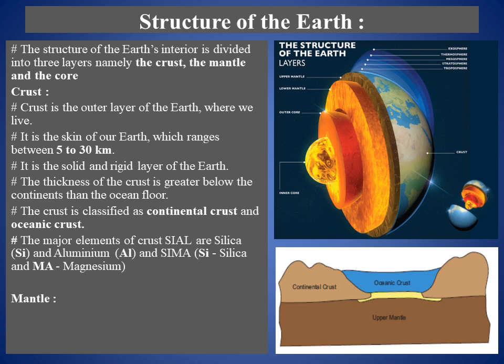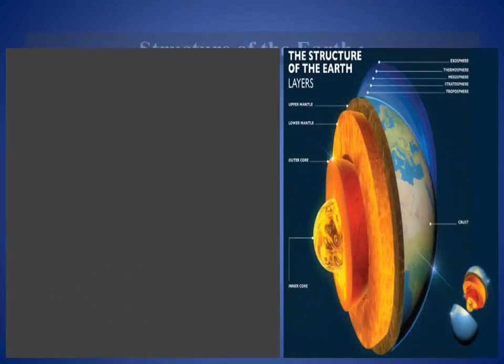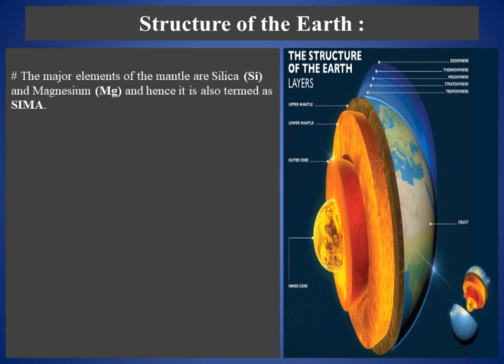Next, the mantle. The interior part beneath the crust is called the mantle, which is about 2,900 kilometers thick. What is shown in the picture? The major elements of the mantle are silica and magnesium, and hence it is also termed sima.